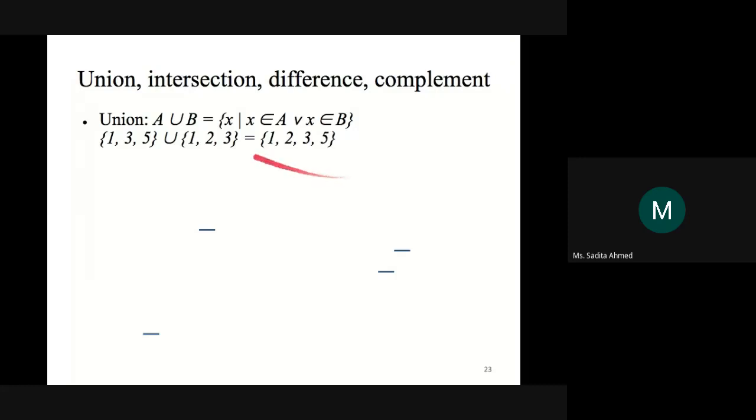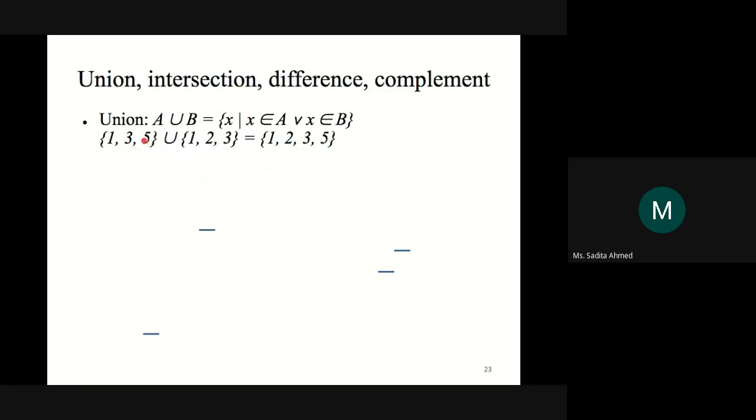For example, here you have these 2 sets: one set that contains the elements 1, 3, 5, and the other one that contains 1, 2, 3. The union of these 2 sets would have all the elements of both of these sets combined. That is, as long as the element is present in any one of the sets, it will be there in the union. As you can see here, we have 1, 2, 3, 5.